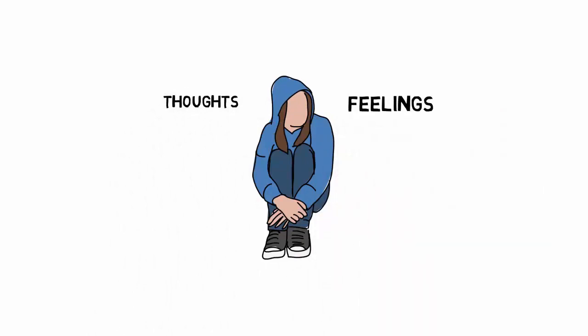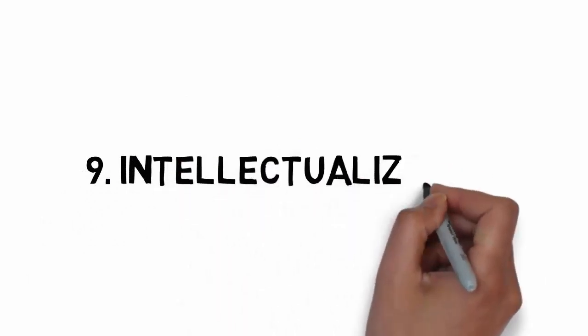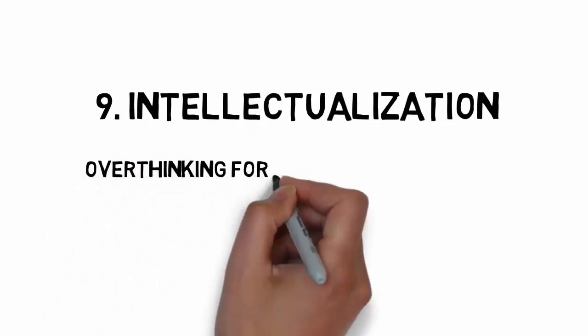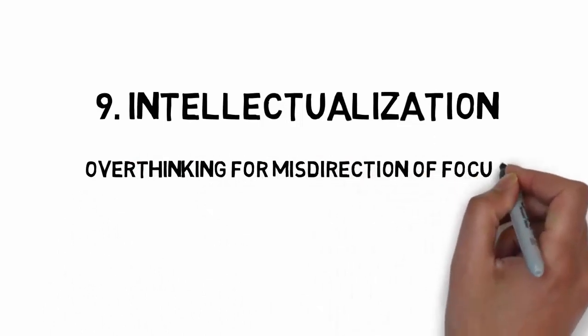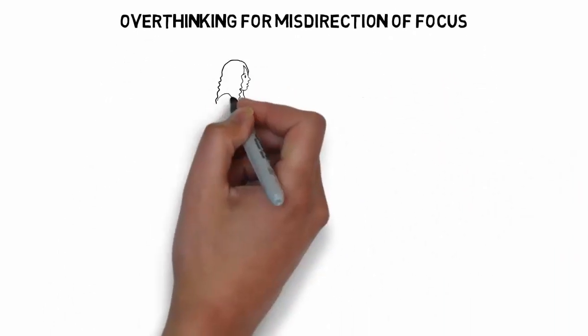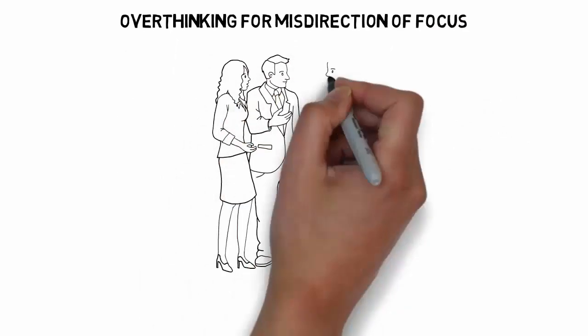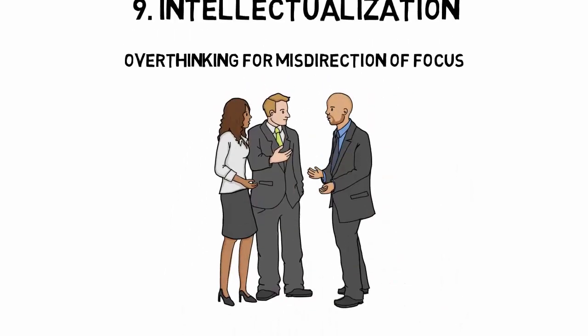feelings, or memories. Number 9 defense mechanism is intellectualization, overthinking and misdirection of focus when confronted with unacceptable situations, behaviors, or impulses. For example, when someone dies, they think more about the funeral and other details instead of expressing grief.